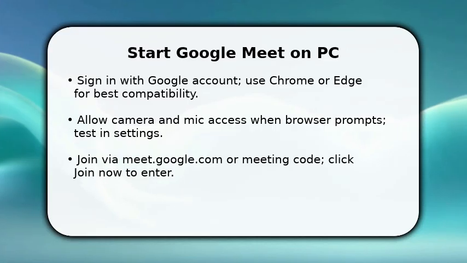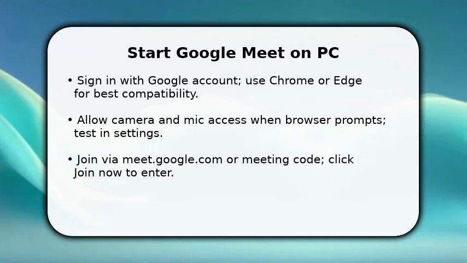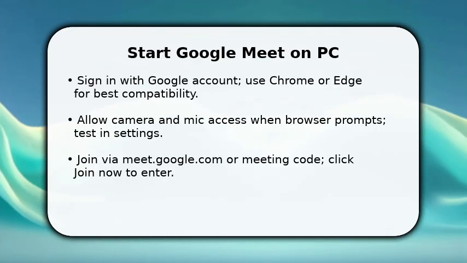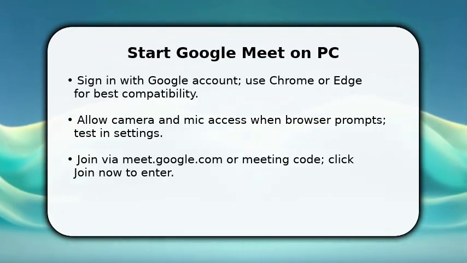Allow camera and microphone access when the browser asks so others can see and hear you. Make sure to select the correct camera and mic from the preview dropdown. That prevents muted audio or a blank video when you finally join the meeting.